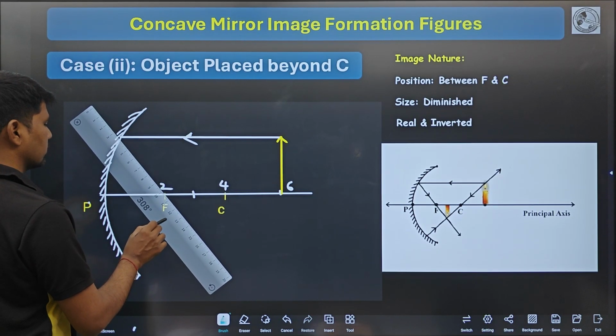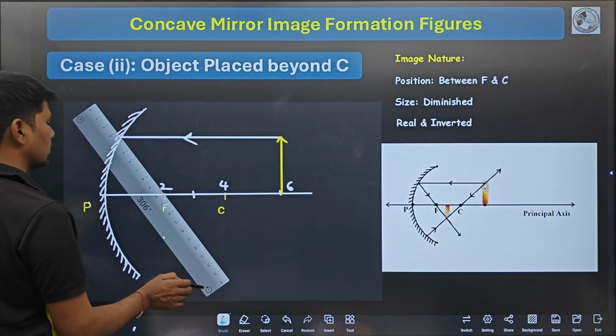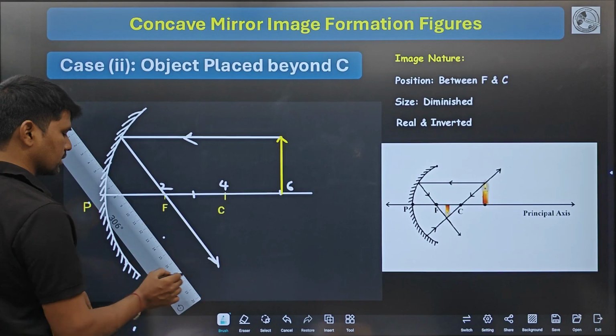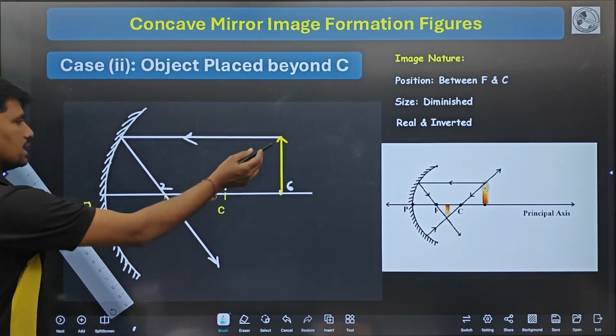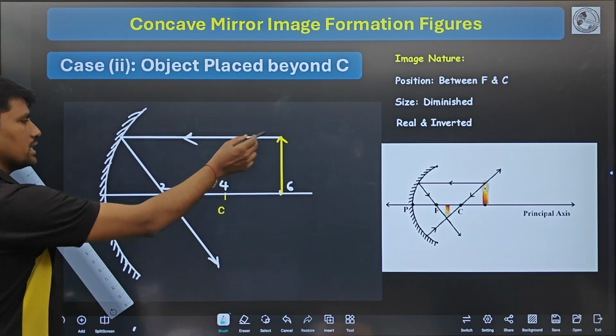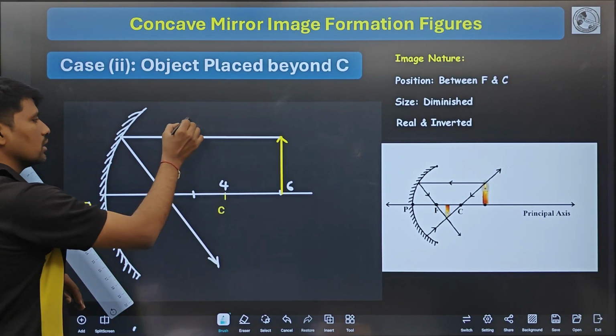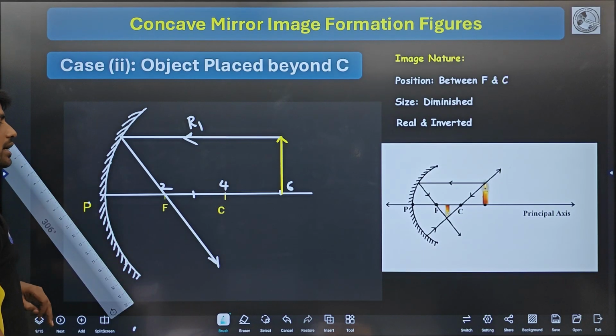Incident ray, reflected ray. Incident ray parallel to principal axis, after reflection it passes through focus. This is ray rule 1. Let it be R1, the incident ray. Next, you have to take the R2 ray.